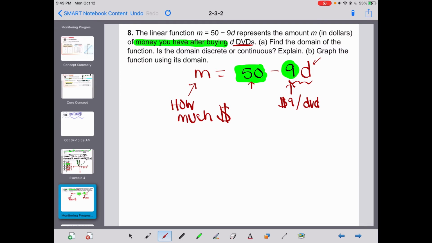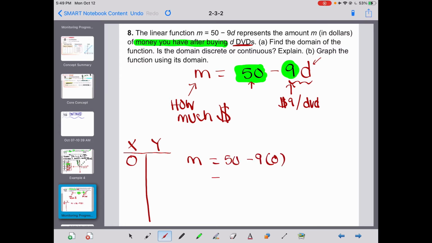So let's find out what our domain is by plugging in these values and finding out how many DVDs I can get before I'm out of money. So I can get no DVDs. If I plug no DVDs in, I have the amount of money I started with, 50. What happens if I plug 1 DVD in? I'm going to have $41 left. I'd like you guys to pause and try this until you have no money left. Use the table and then check your answer when you're done.